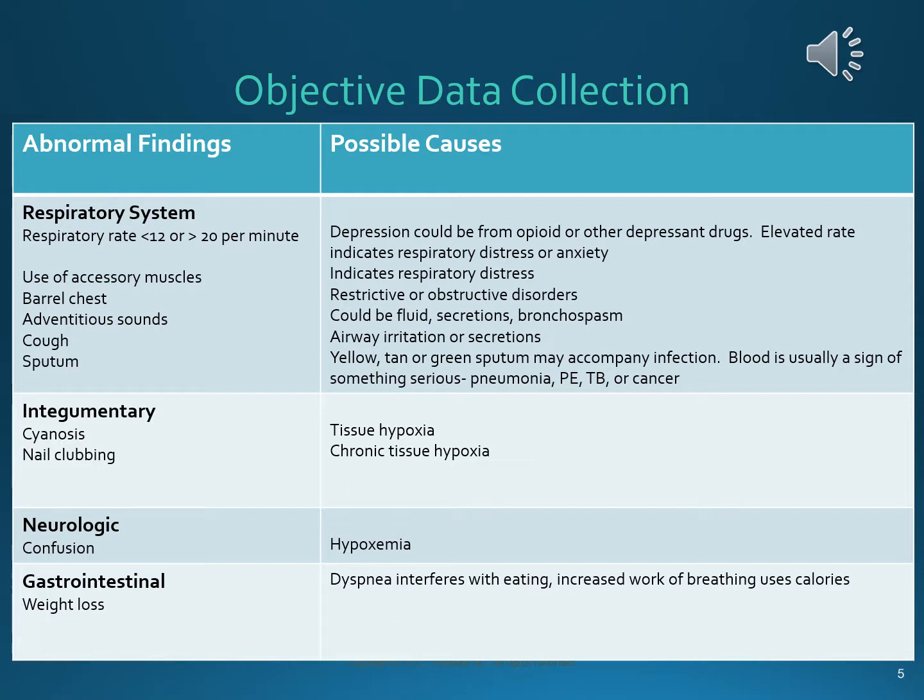And then finally, GI weight loss. You don't always think about respiratory problems with weight loss, but if you have chronic lung disease, there is a really big increased work in breathing, and dyspnea interferes with eating. It's hard to eat when you're really short of breath at rest. So you're using increased calories because of the increased work of breathing, and you are less likely to be taking in as many calories because of the dyspnea.